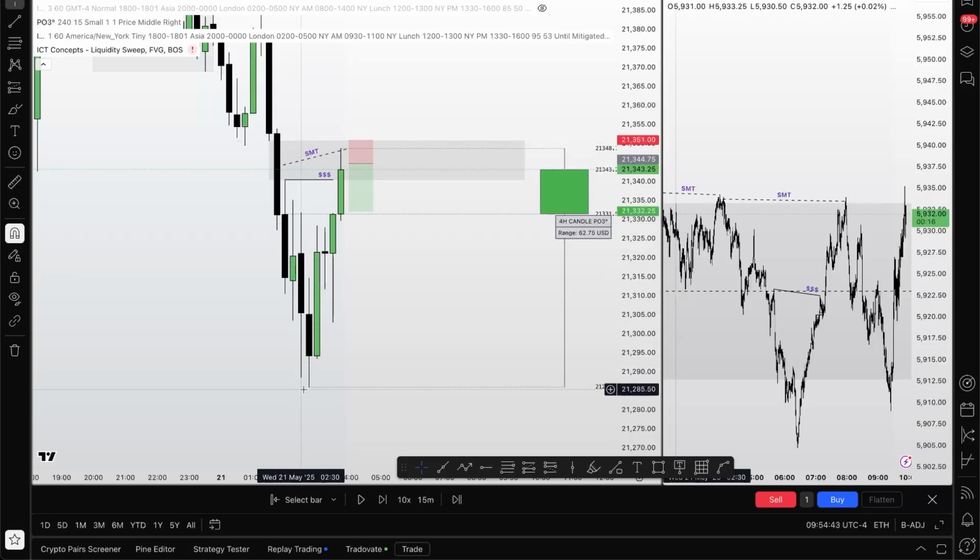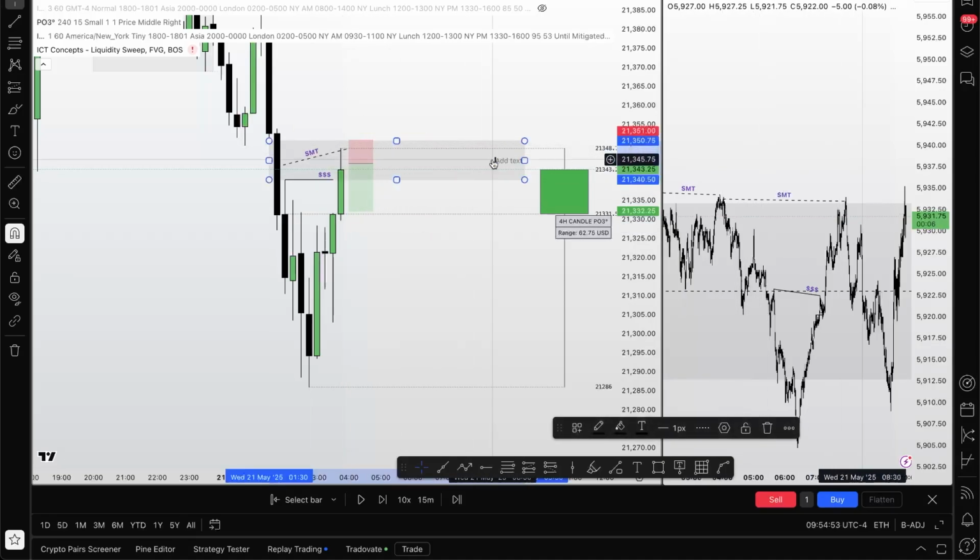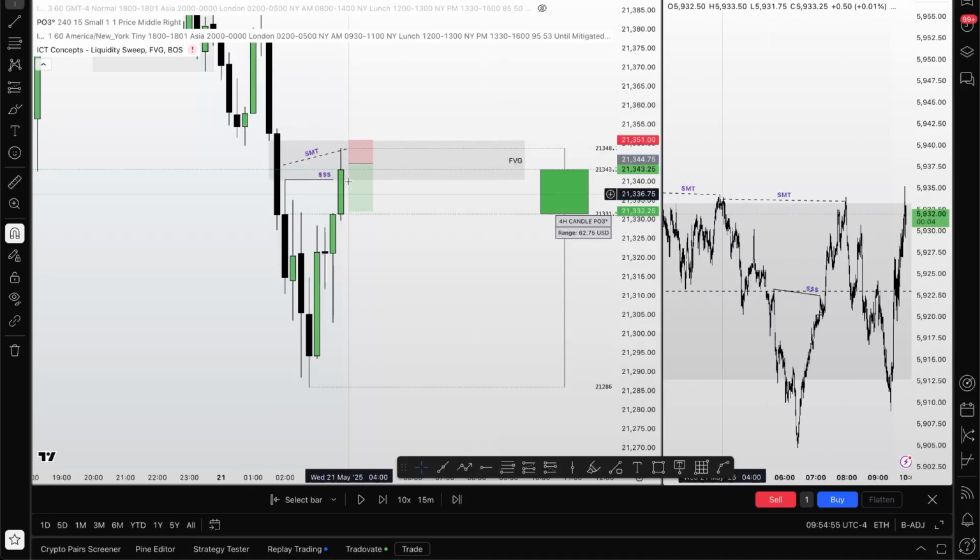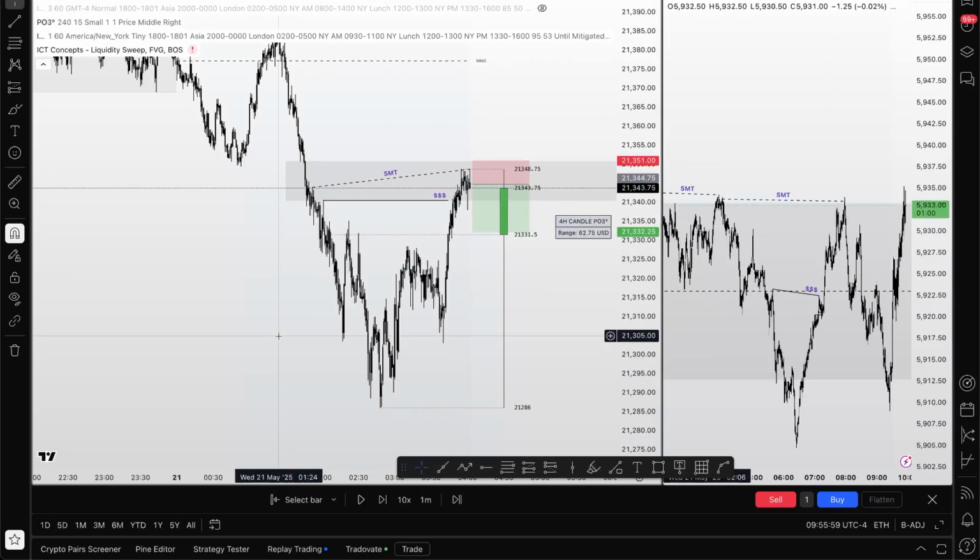Okay. So yeah, the 4-hour candle opened on this candle here. It's then come down and it's retraced back up. So this is the 4-hour candle, which I like to trade. So down we go into the 15-minute. We've got this fair value gap here, which I would like to see price enter into and then distribute down.